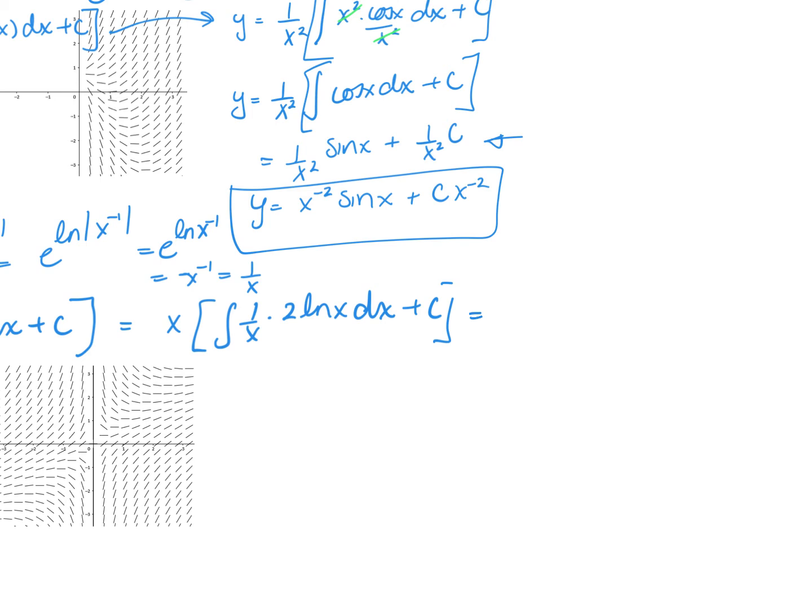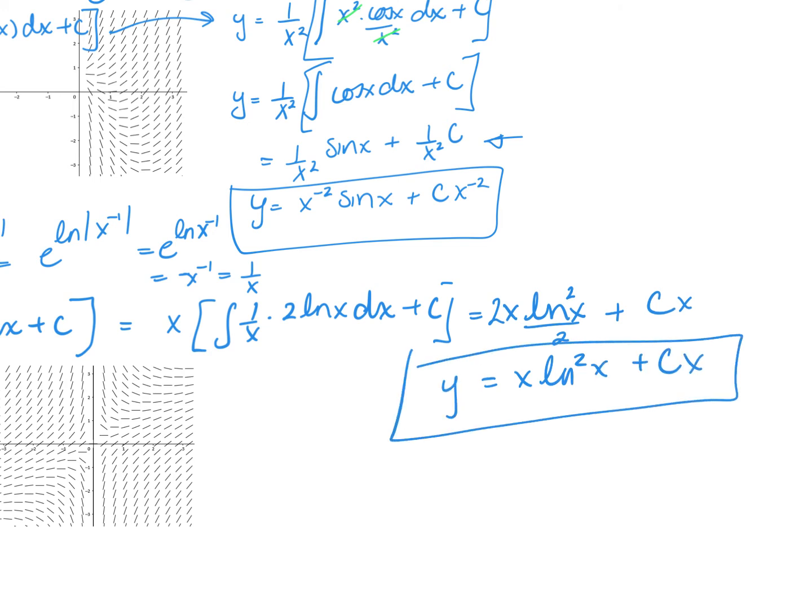And because this is a nice little u sub, this is going to be x, and then 2, don't forget the 2 there, becomes the natural log of x, the quantity squared, divided by 2, plus c. Oh, don't forget that I would have had to multiply this c also by an x. I distributed that x through. And so I end up with x times the natural log squared of x plus c times x. And this is my y value. And that's it for this one.